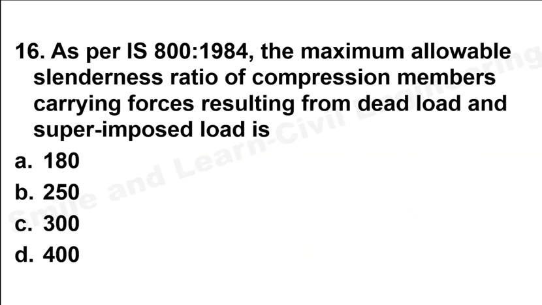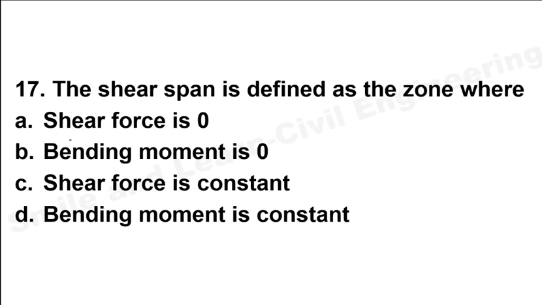section. Okay. Next question, as per IS 800 1984, the maximum allowable slenderness ratio of a compression member. For this kind of question, there are 3 or 4 types, so you need to remember that. Over here the correct answer will be 180, option A. Next question, the shear span is defined as the zone. So what is a shear span? Shear span is the zone where shear force is constant, option C.